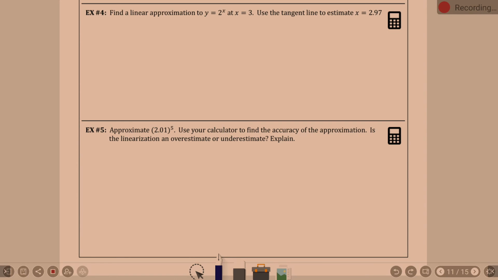Okay, find a linear approximation to y equals 2 to the x at x equals 3. Use the tangent line to estimate x equals 2.97. So basically the same thing we did last time. Write the equation, and then we're going to plug in 2.97. Let's see if I can do better this time. Okay, we are going to have slope, yes.